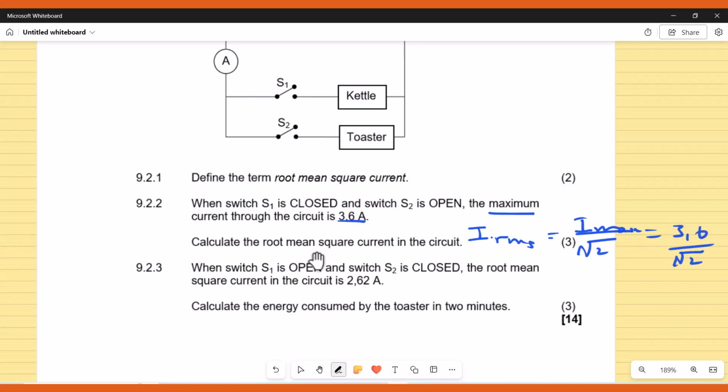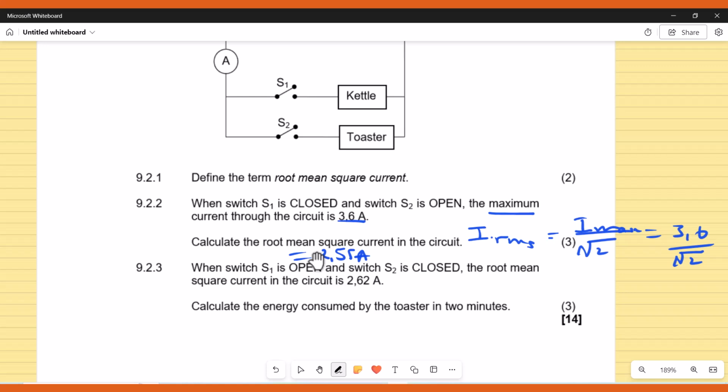So what do you get? Calculators there? Please help us. Here I get 3,6 divided by root 2 gives me 2,55. So here I have 2,55 amperes.